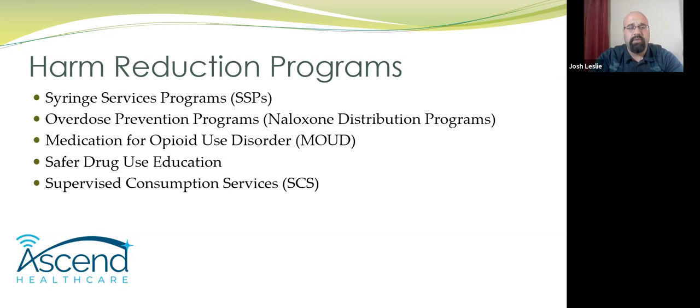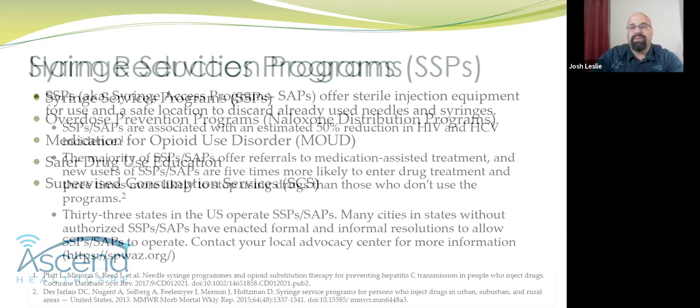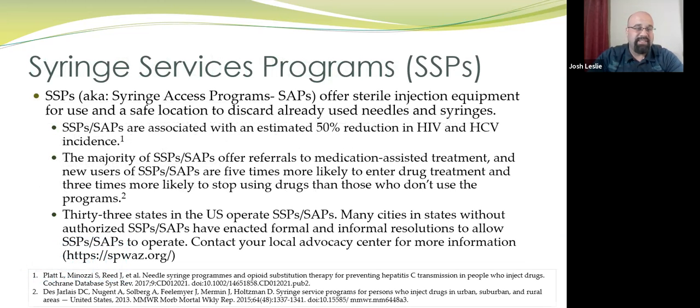So the first thing we talk about are syringe service programs, or SSPs, sometimes called SAPs, syringe access programs. Most folks have heard of these at some point. In essence, these programs offer sterile injection equipment for safe use and a safe location to discard already used needles and syringes. There's really good evidence to support these programs and their growth and expansion. They've been shown to be associated with an estimated 50% reduction in HIV and hepatitis C incidence. 50% reduction.